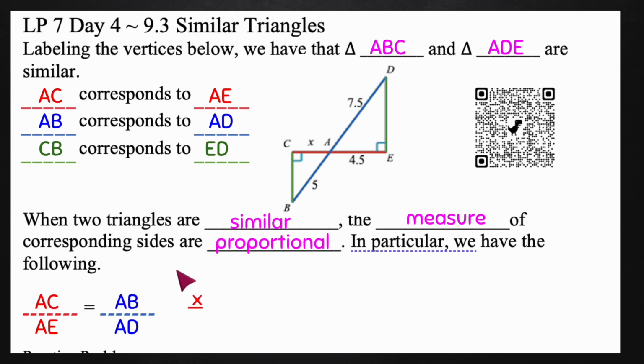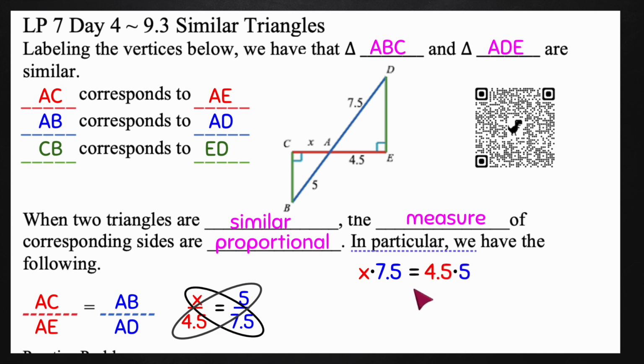So now let's go ahead and put our values in. So AC is x, AE is 4.5, AB is 5, and AD is 7.5. And I'm just grabbing that straight from the diagram here. So now I'm going to cross multiply because I have a proportion. Whenever I have a proportion, I simplify with cross multiplication. So x times 7.5, and then I'm going to cross multiply the other way, and I have 4.5 times 5. Again, remember the equal sign. We're not removing the equal sign. We're just simplifying the fractions. So we no longer have fractions here.